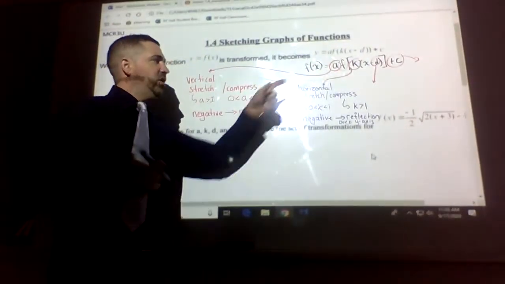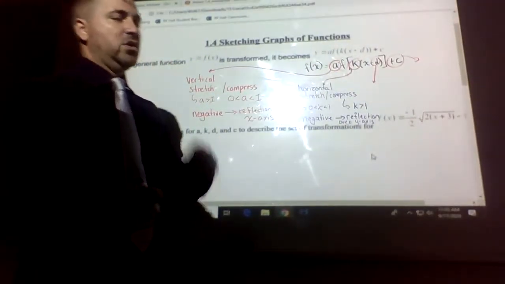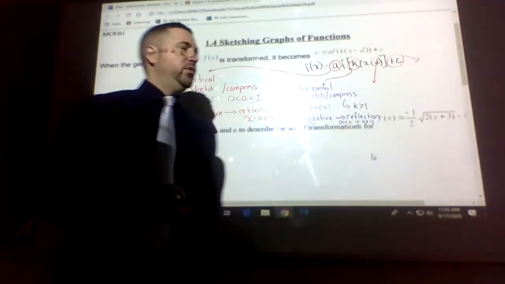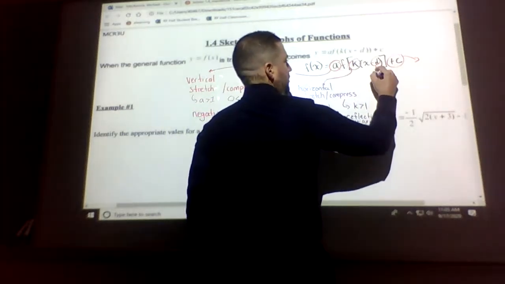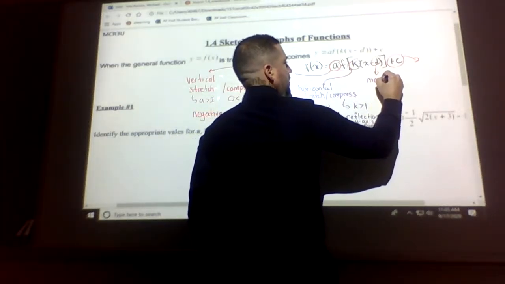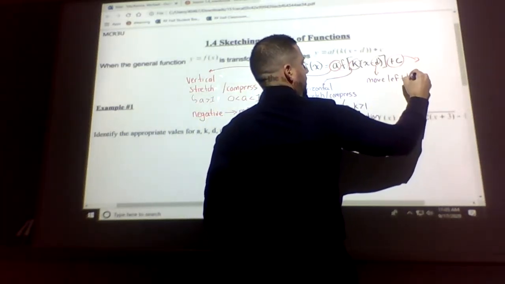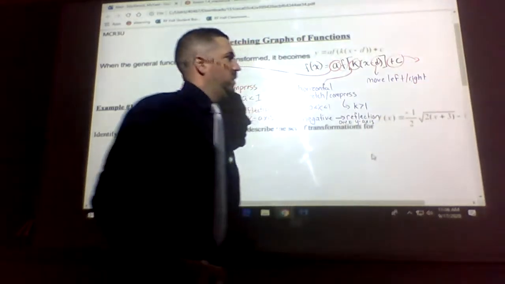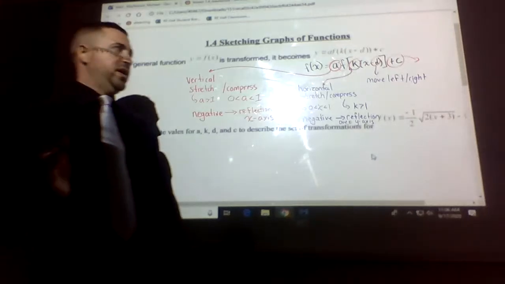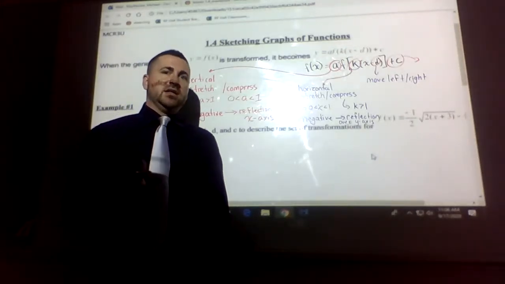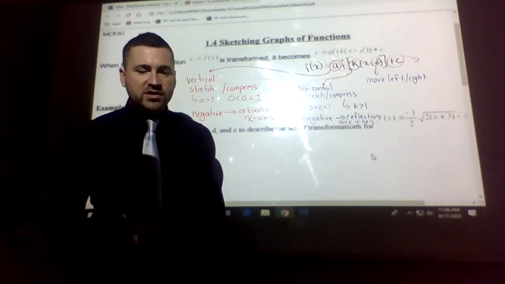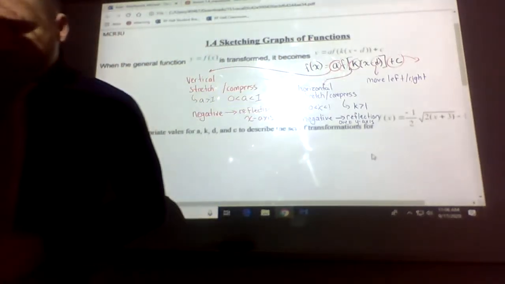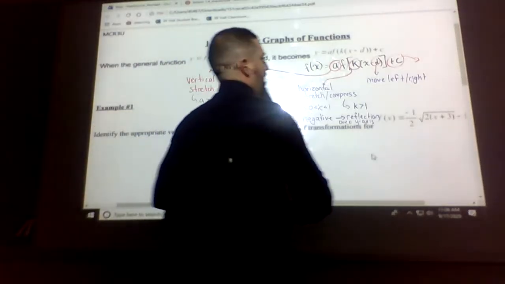Okay, now our d value. Our d value is dealing with horizontal translation, so moving left or right. If you want to be more correct, you could say it translates left or right. So we have a horizontal translation, left or right.